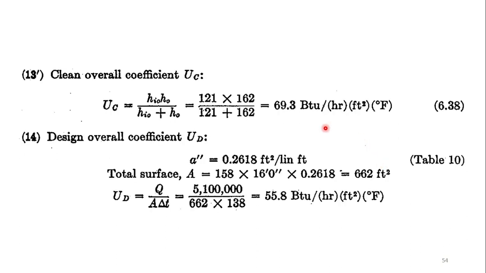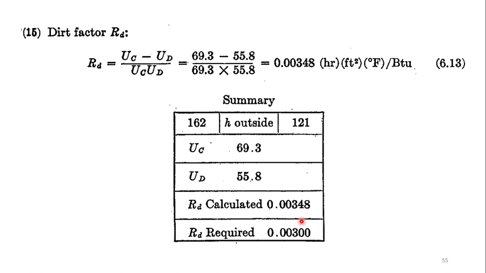And then the steps are almost the same as you have already performed: determine the clean overall coefficient and the design overall coefficient as well as the total surface area. And then you have to compare whether it is in the required limit or not. So you have calculated that the dirt factor is 0.00348, but the required is 0.003. It is nearly equal, right?